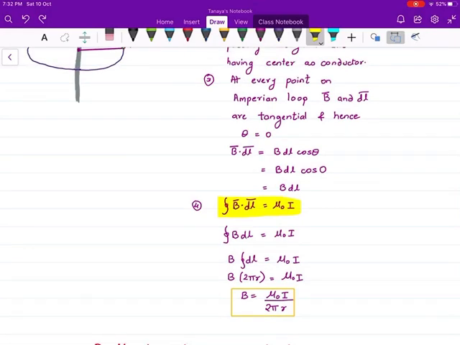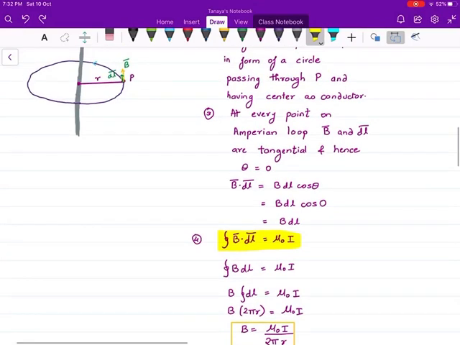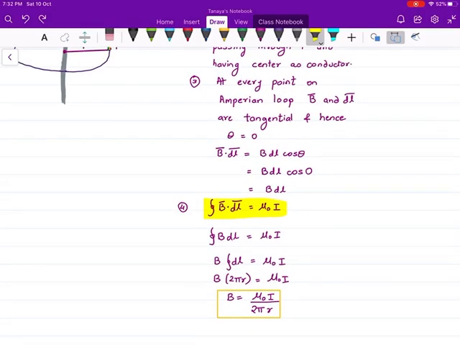So B integral dl means what? Add up all these small dl. It is a circle. So when you add all those dl's, we will get the circumference of the circle. Radius is small r. So I will get B into 2 pi r is equal to mu naught I. So B is equal to mu naught I upon 2 pi r. So what is this? This is the magnetic field due to a current carrying conductor at a distance r.